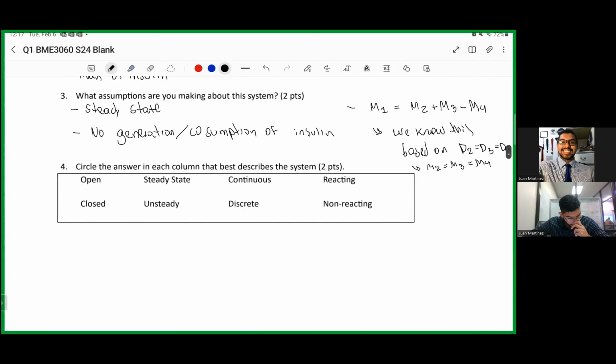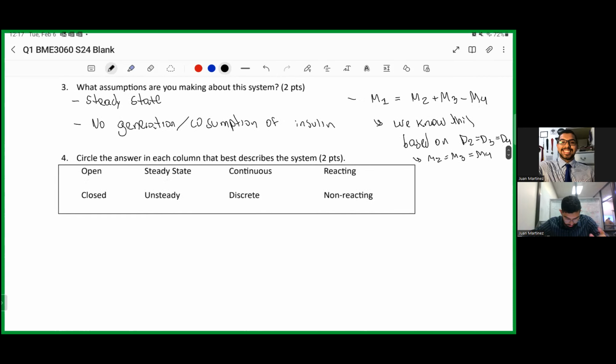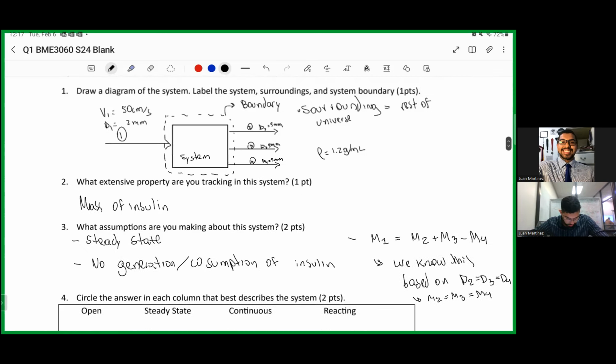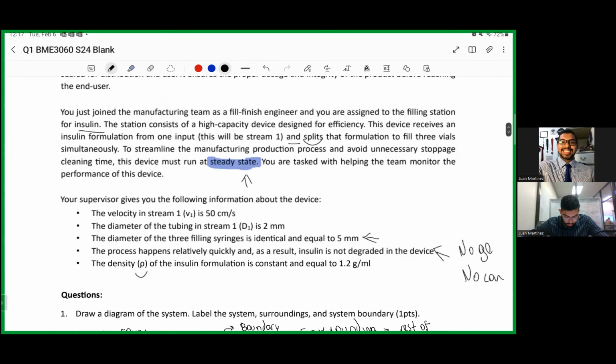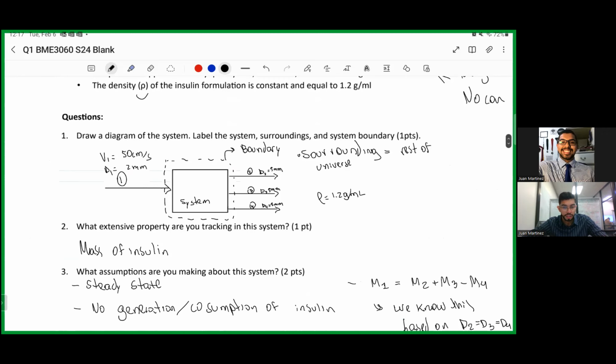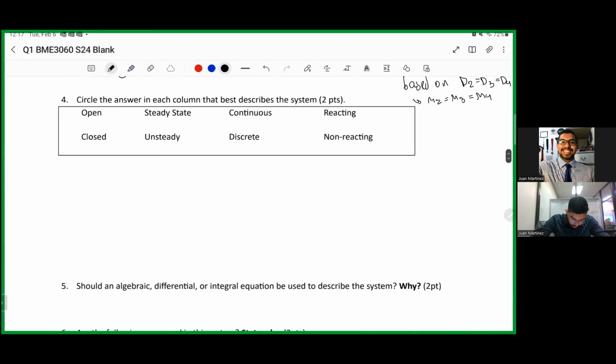Awesome. So now let's go for question 4. Circle the answer in each column that best describes the system, okay? So let's go, open or closed. We know that a closed system is a system that doesn't have any exchange. In this case, we do have an exchange, where we're getting some output and some input. So therefore, we know for a fact that it's going to be open, right?